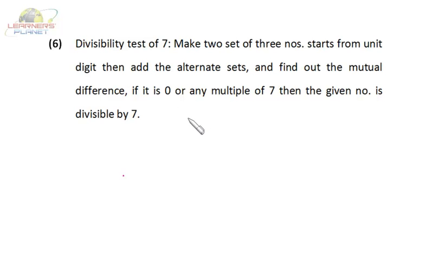Suppose I have a number 5, 6, 7, 5, 6, 7 and I have to find out whether this number is divisible by 7 or not. Just make the sets of 3 numbers. It's this set and this set. Now 5, 6, 7 minus 5, 6, 7. I'm getting 0. That means this number is completely divisible by 7. No need to calculate.